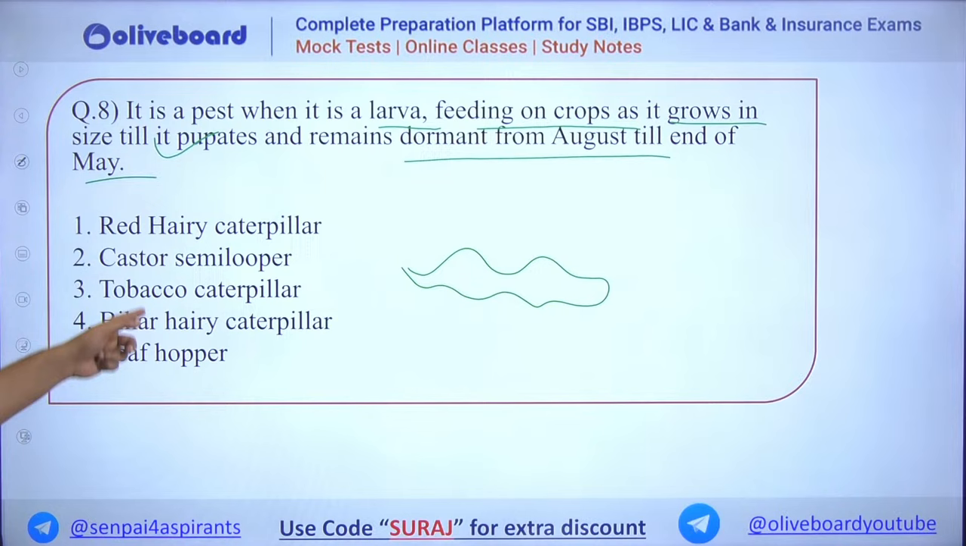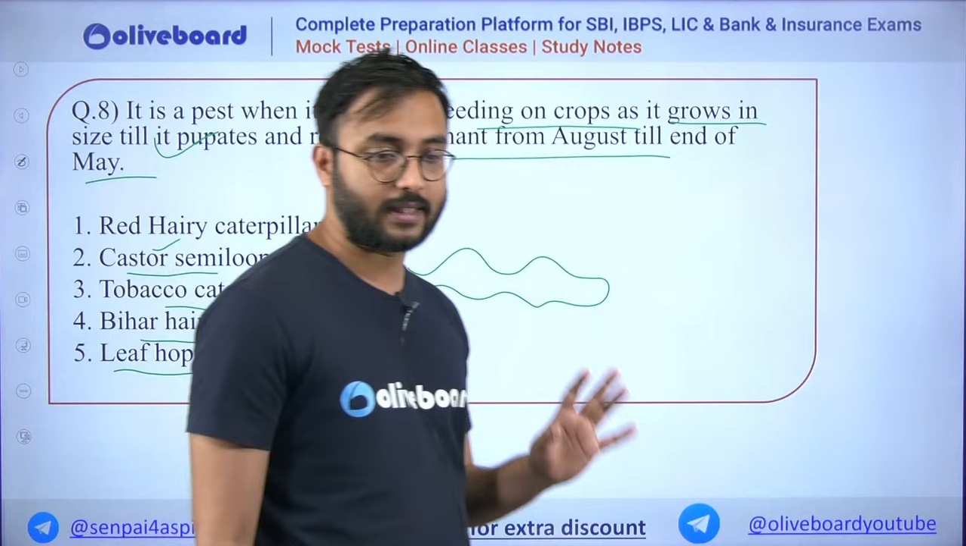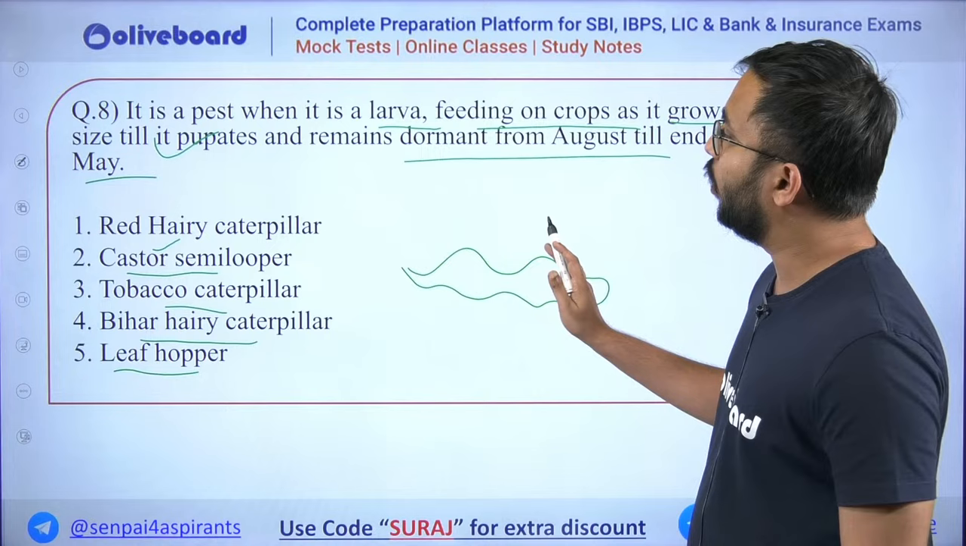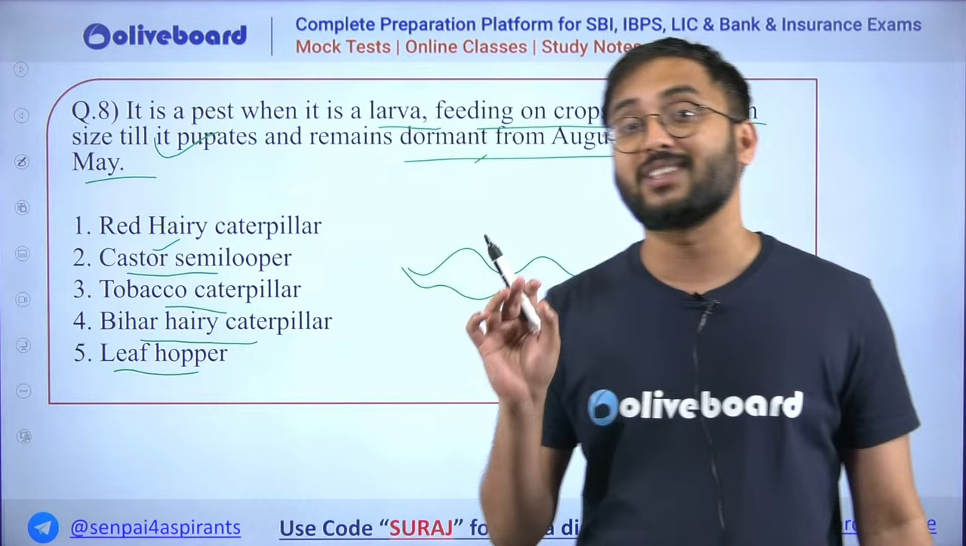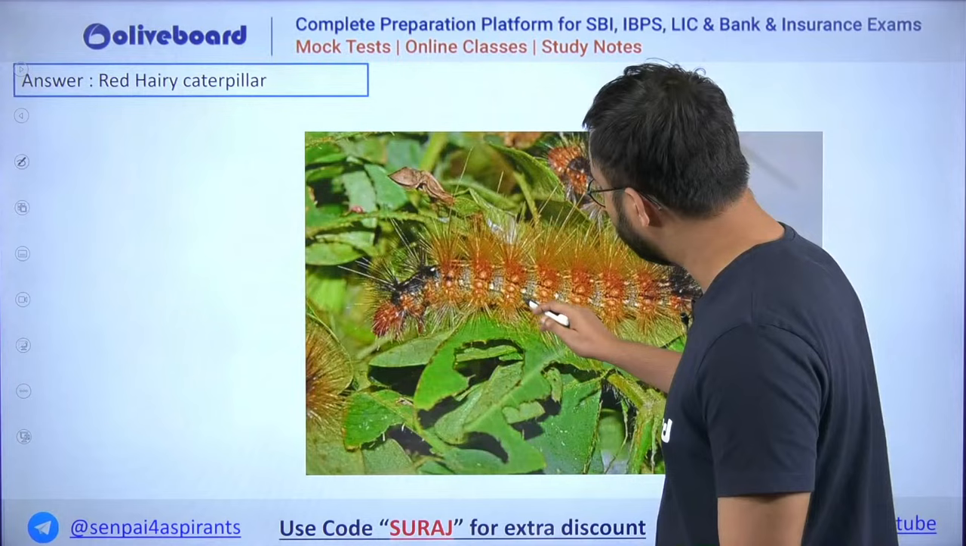Is it red hairy caterpillar, castor semilooper, tobacco caterpillar, Bihar hairy caterpillar or leaf hopper? When we are talking about such pests, you have to have certain information. Most of the caterpillars are dormant for a certain period. If you take different varieties of caterpillar, they are dormant for certain months and active for certain months. So, here our answer would be red hairy caterpillar.